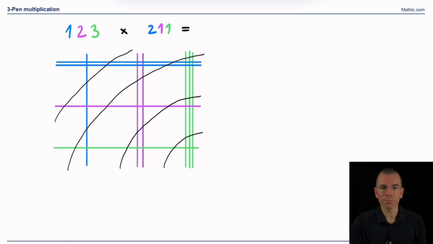Let's start counting from the right bottom corner to the left. There are 3 intersections of green lines, so we have number 3 at the position of ones in the final result. There are 5 intersections of green and pink lines, so we have number 5 at the position of tens. There are 9 intersections of blue and green, and pink lines, so we will have number 9 at the position of hundreds in the final result. There are 5 intersections of blue and pink lines, so we have number 5 at the position of thousands, and there are 2 intersections of blue lines, so we will have number 2 at the position of tens of thousands.